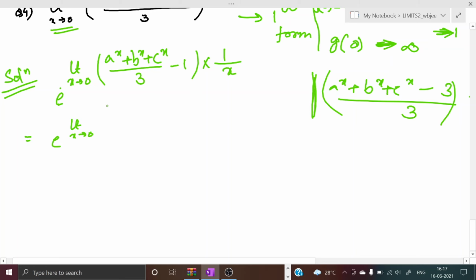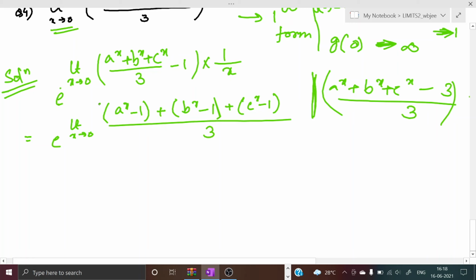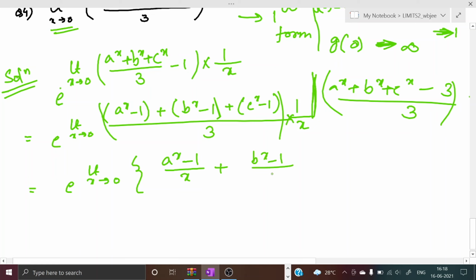This minus 3 I will write like this: minus 1 for each term, so I will distribute it like this. See, minus 3 I can write as minus 1, minus 1, minus 1, and then by 3, into 1 by x. Now this can be written as (a to the power x minus 1) by x plus (b to the power x minus 1) by x plus (c to the power x minus 1) by x, and 1 by 3.